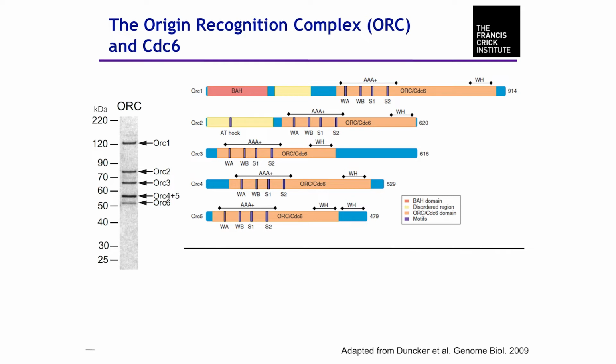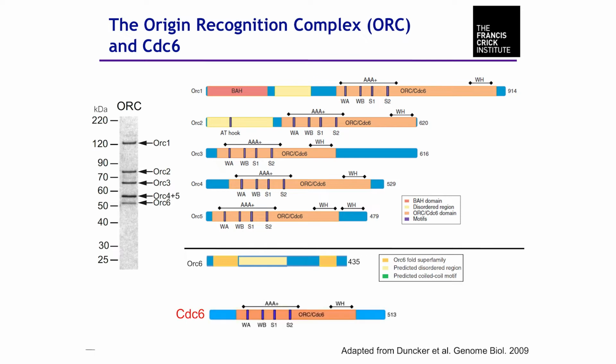So there are these 5 AAA plus ATPases. And then the 6th ORC subunit, which I'll say more about later, isn't a AAA plus ATPase. It's its own fold that looks a bit like TFIIB. And then the CDC6 protein is another AAA plus ATPase. So I think the way to think about this is that you've got effectively a hexameric AAA plus ATPase ring between the 5 ORC subunits and CDC6, and then ORC6 is sort of sitting outside that.